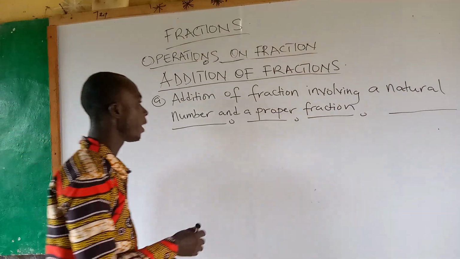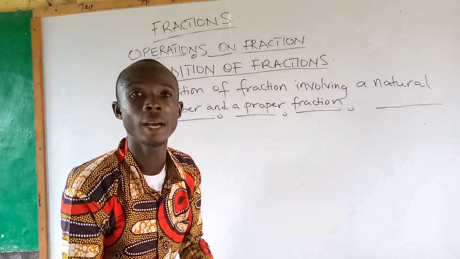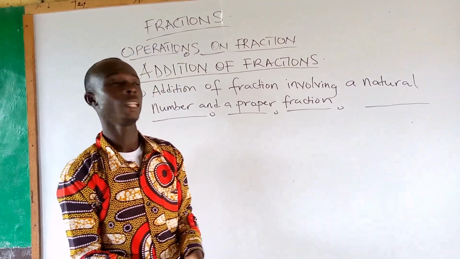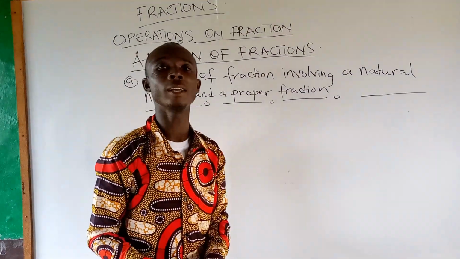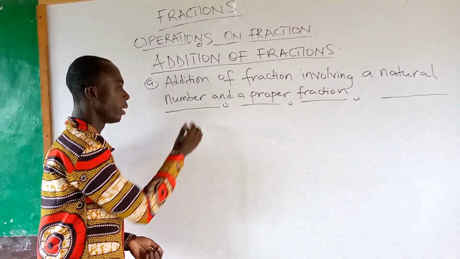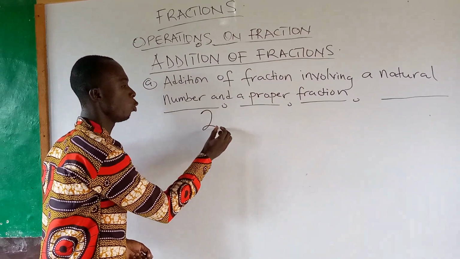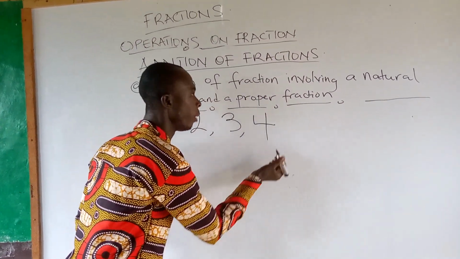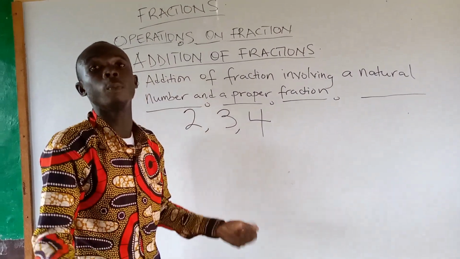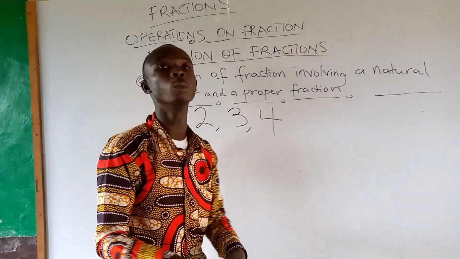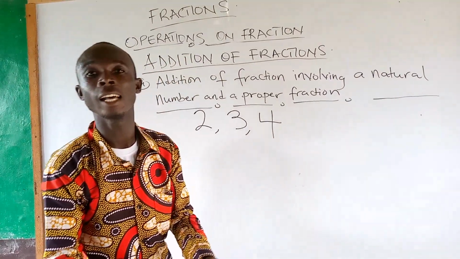So I said another name for natural number is whole number in our previous lesson. Another name for natural number is what? Whole number. And whole numbers, we have examples as 2 whole number, 3 whole number, 4 whole number. And we now know what proper fractions are. Thus, a fraction in which the numerator is less than the denominator.